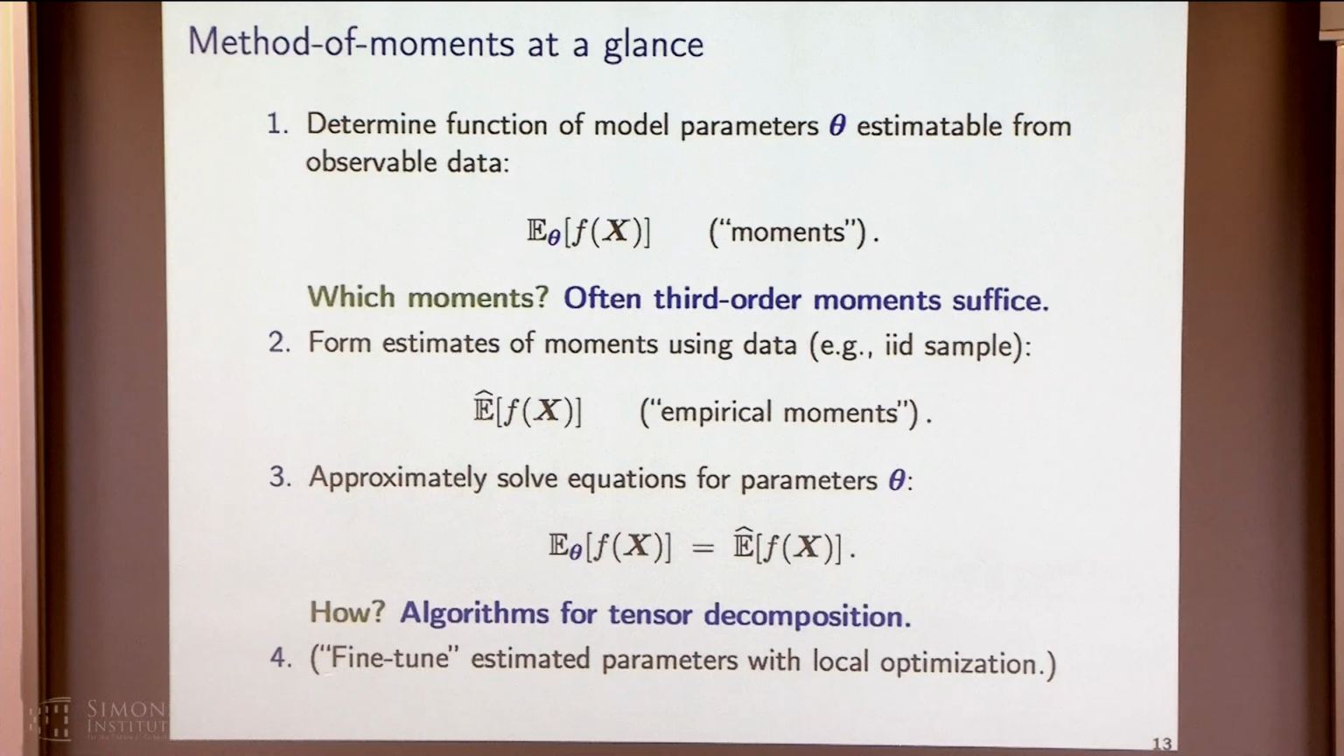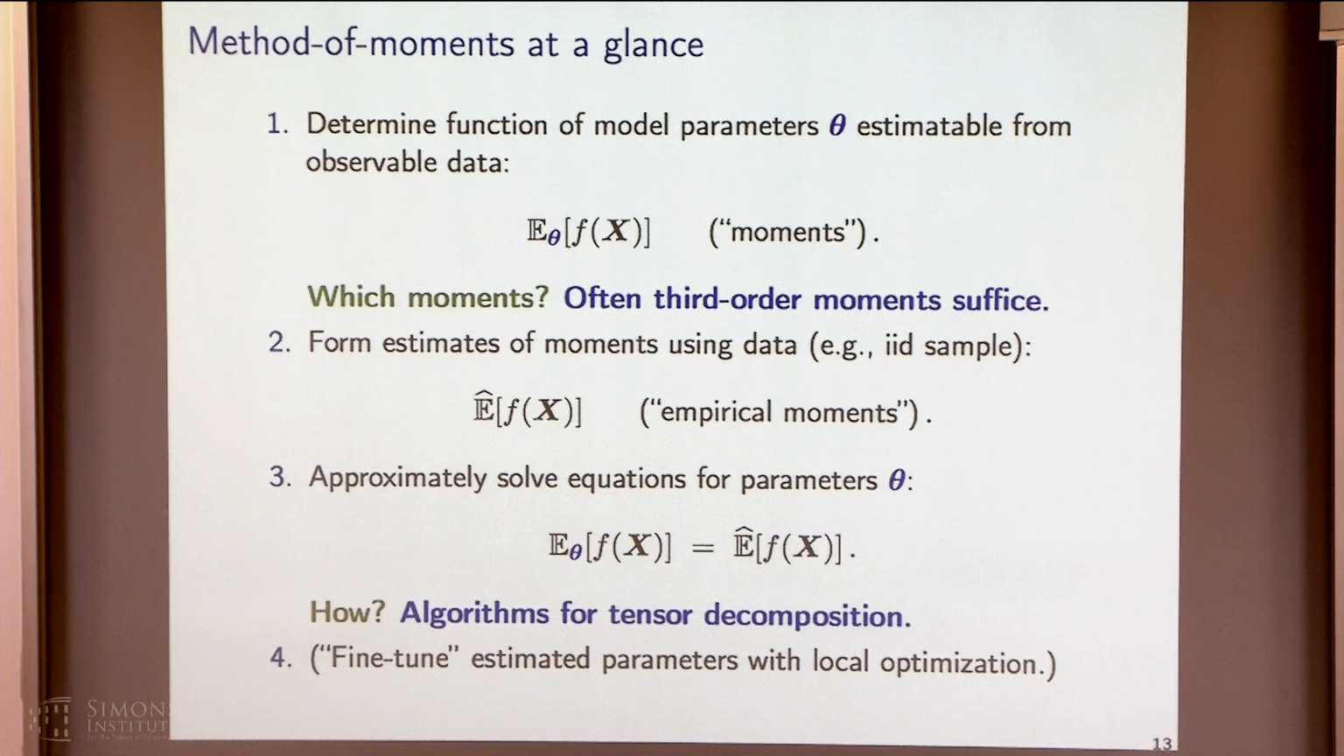Okay. I didn't mention step 4, but step 4 is usually something that's done in practice, and also you can analyze it in theory. Usually, once you come up with estimates based on the method of moments, you will fine-tune them, perhaps using EM or some other local optimization based on the likelihood.